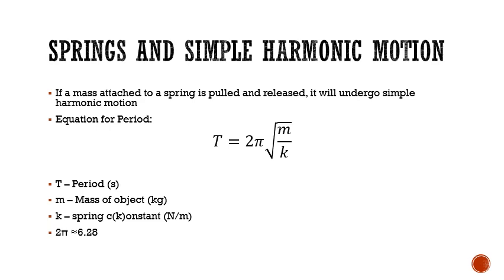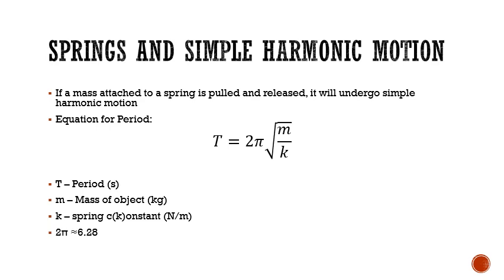The equation for the period is very similar to the equation for period of a pendulum. It is T equals 2 pi times the square root of m over k. In this case, T is the period, usually in seconds, m is the mass of the object, usually in kilograms, and k is the spring constant, which is usually newtons per meter. 2 pi, again, is not a variable. It's just approximately 6.28.